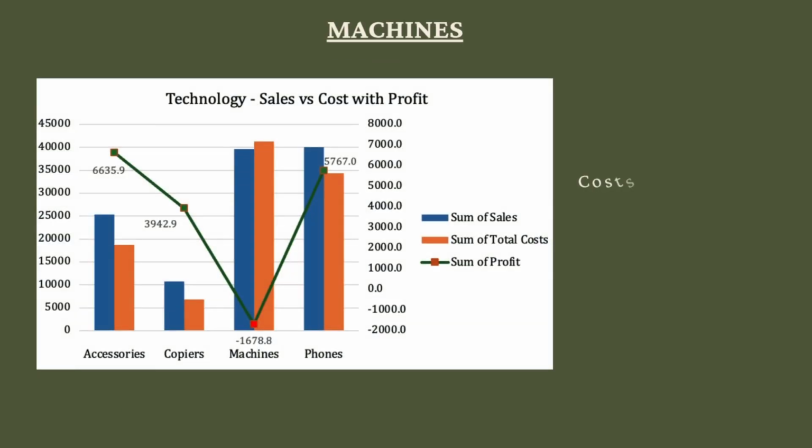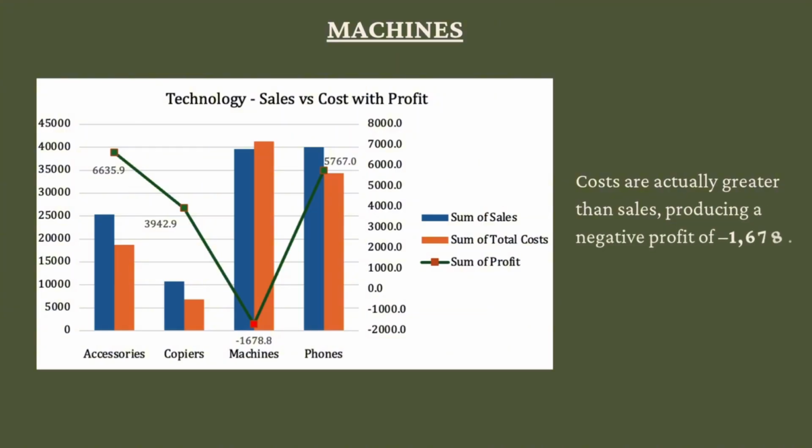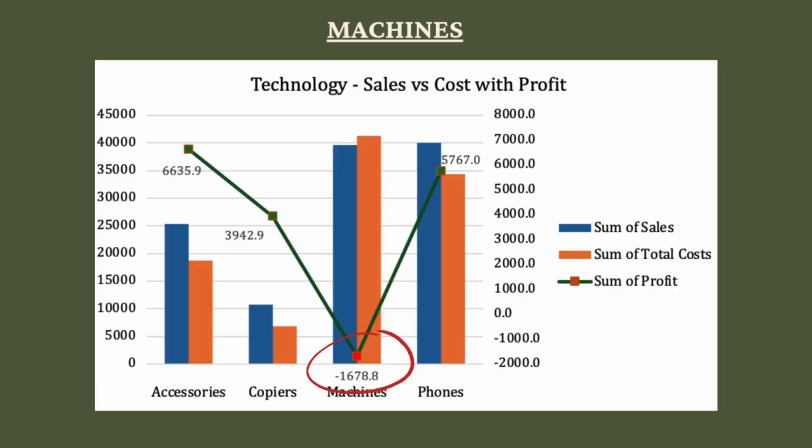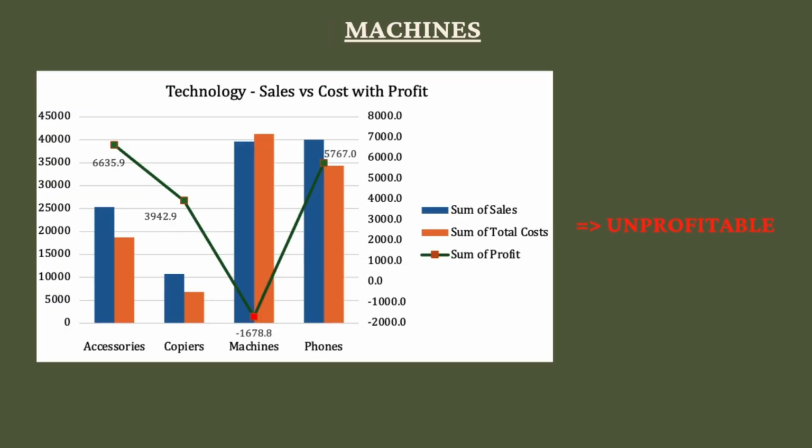The most critical observation is with machines. Here, costs are actually greater than sales, producing a negative profit. This is highlighted by the red marker point on the profit line. This tells us that machines are unprofitable in this dataset, which would be a key area for managerial concern. Either costs need to be reduced or sales strategies must improve.